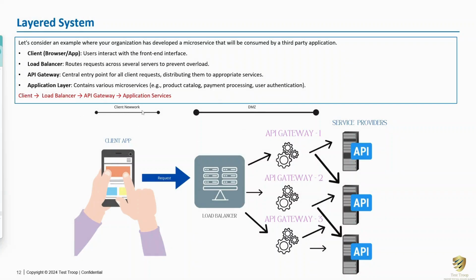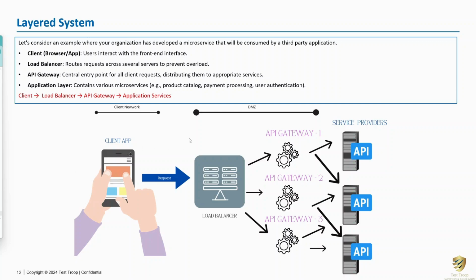In this particular example, we have three different networks. One is the client network, where the client application is hosted. Another one is called the DMZ, which is a demilitarized zone, a zone that allows an external network to communicate with your internal network. This is your internal network, where you have hosted your microservices or your APIs.